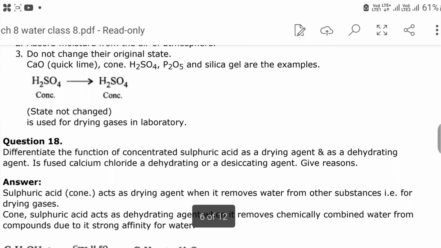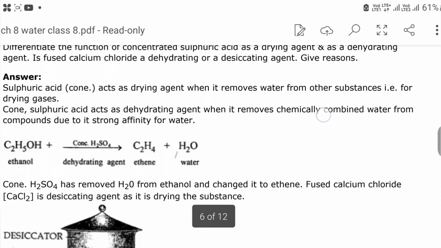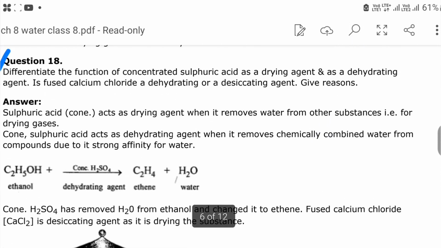Next question is question number 18. Differentiate the functions of concentrated sulfuric acid as a drying agent and as a dehydrating agent. My dear students, sulfuric acid acts as a drying agent. Drying agent means absorbing water from any substance, as well as a dehydrating agent. Dehydrating agent means removal of water.